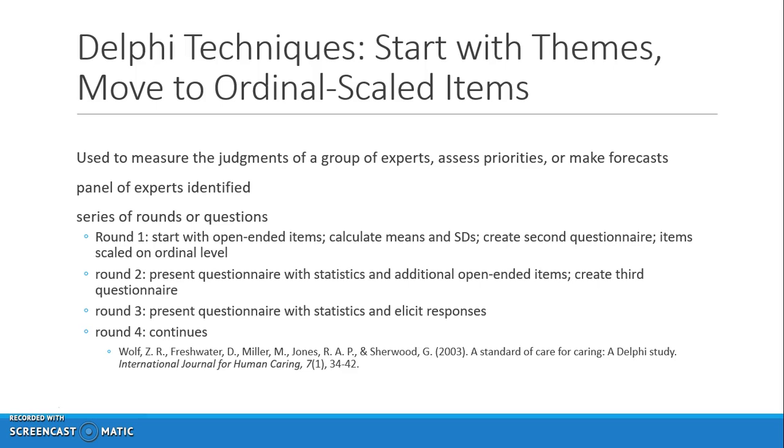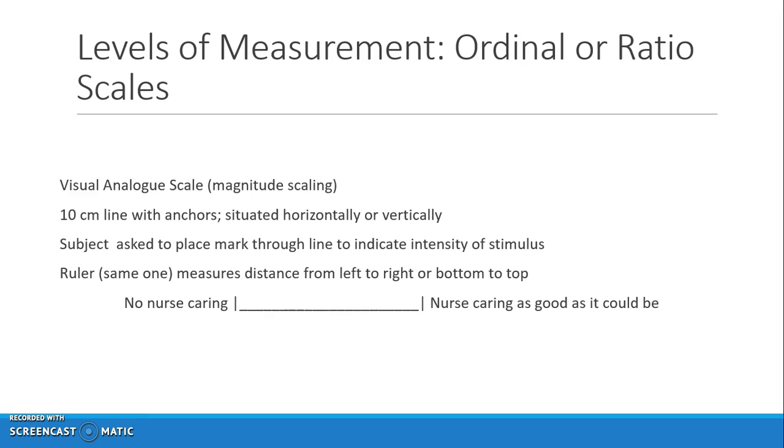And then they calculate the means from the first round along with the standard deviations, feed them back into the next round with hopefully the same participants, and then they go forward. And there's an example from the caring literature of one such study.